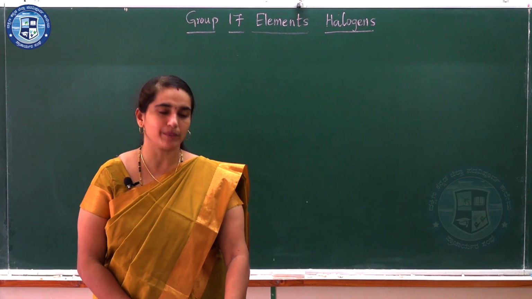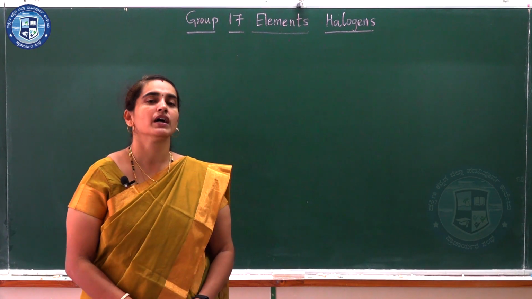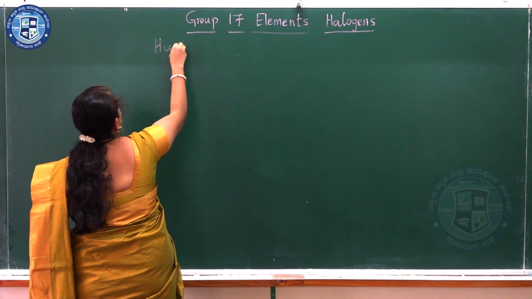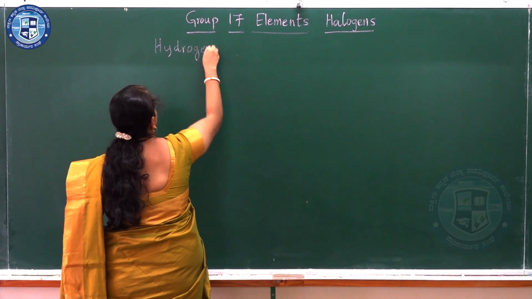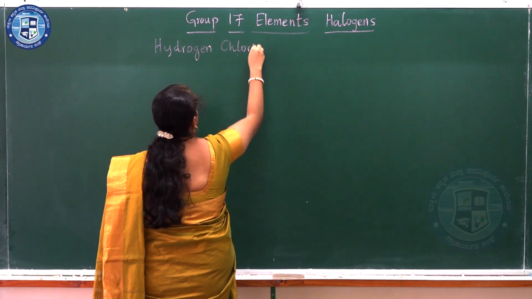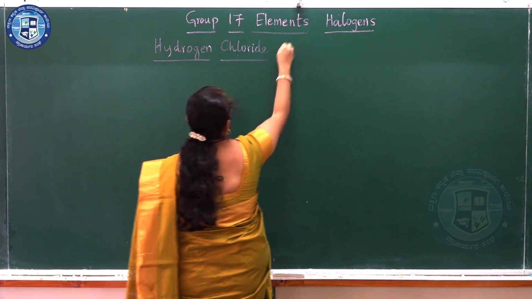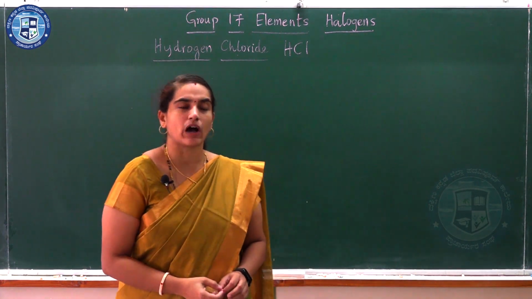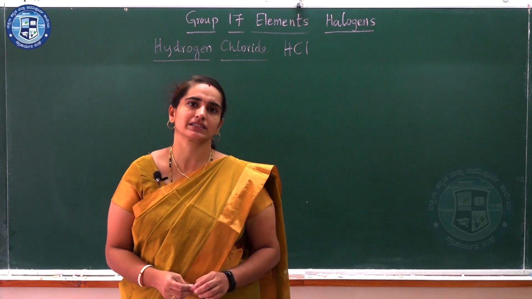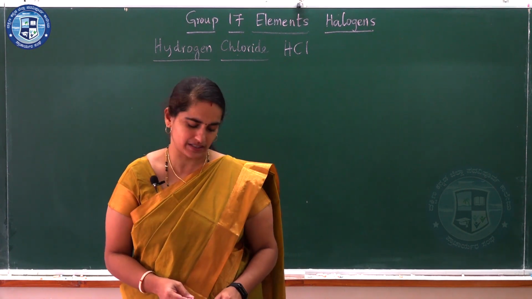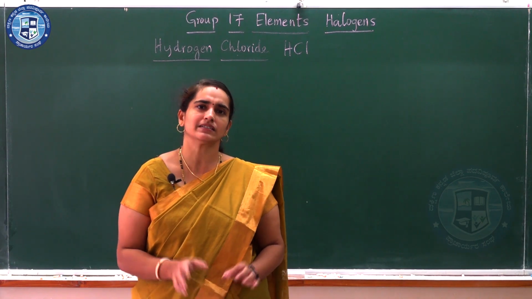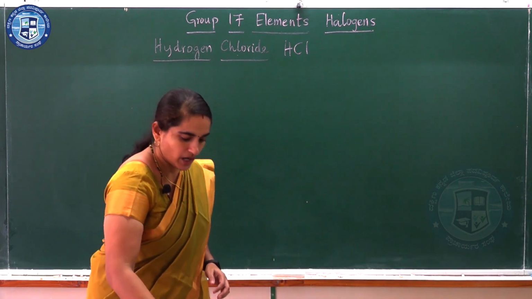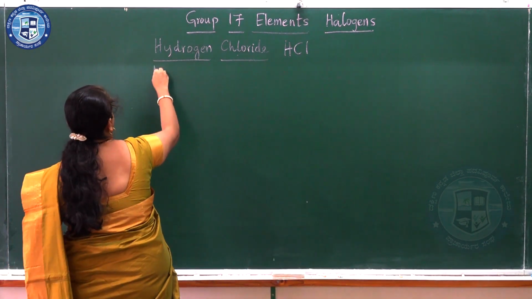Today I shall take up the next important compound in group 17, which is hydrogen chloride, or simply HCl. It was first prepared by Glauber by treating manganese dioxide with concentrated sulfuric acid, and in 1810 Davy showed that hydrogen chloride contains hydrogen and chlorine. Now we shall move on to the method of preparation.